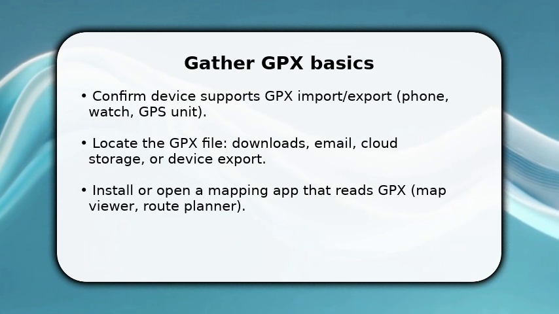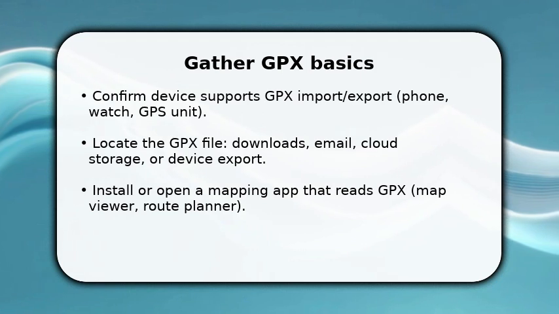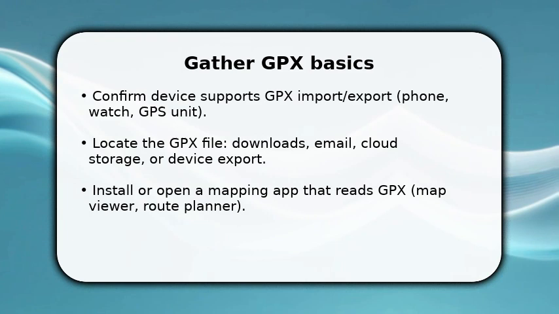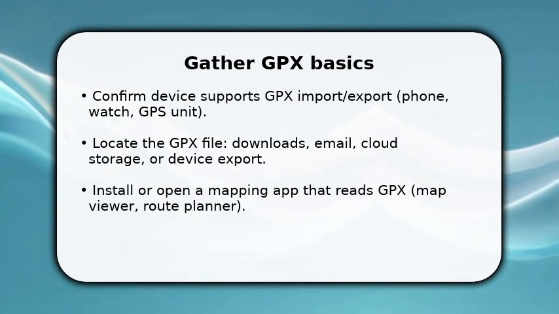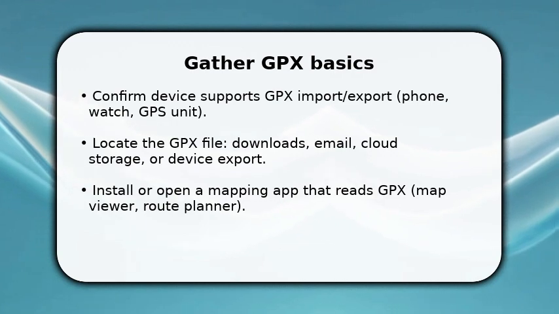Next, open your chosen mapping app and use its import tool to load the GPX. This creates a visible route or waypoint set. Make sure the app shows projected distance and elevation so you can verify the track. If the file fails to load, check the file name and extension first.